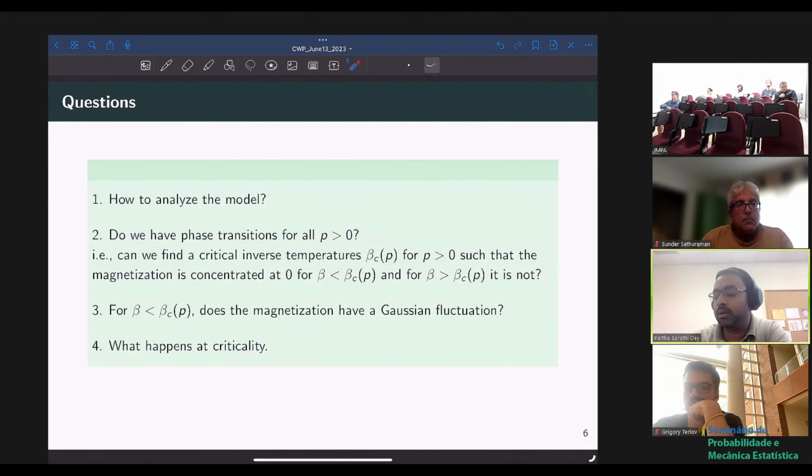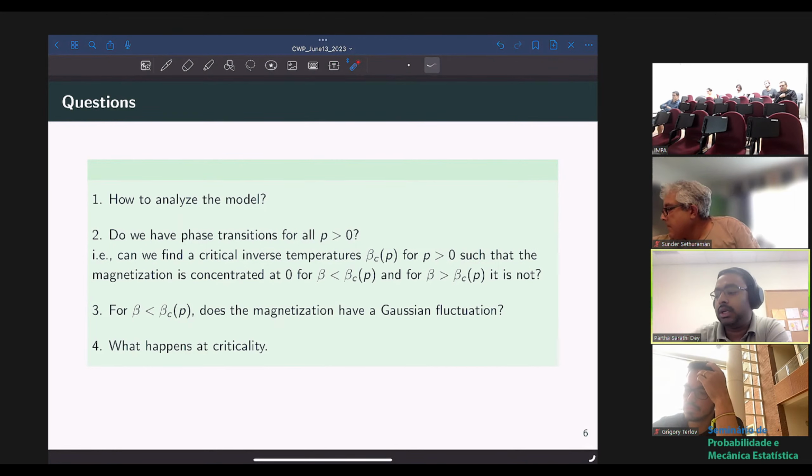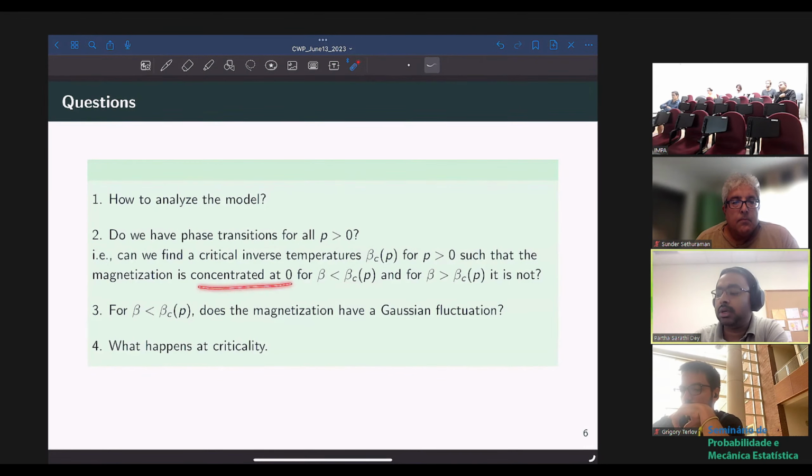The main question is, first of all, how do you analyze the model? Here we have more constraints, because the spins are constrained to lie on the surface of the LP ball. The next question is, do you have a similar phase transition for all p bigger than 0? Is there a critical inverse temperature beta_c such that if beta is less than beta_c, the behavior is like beta equal to 0, where the magnetization is concentrated at 0, whereas if beta is bigger than beta_c, something else happens and the magnetization is not concentrated at 0?